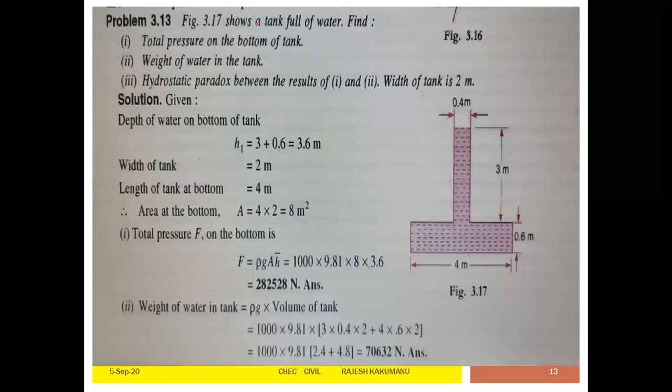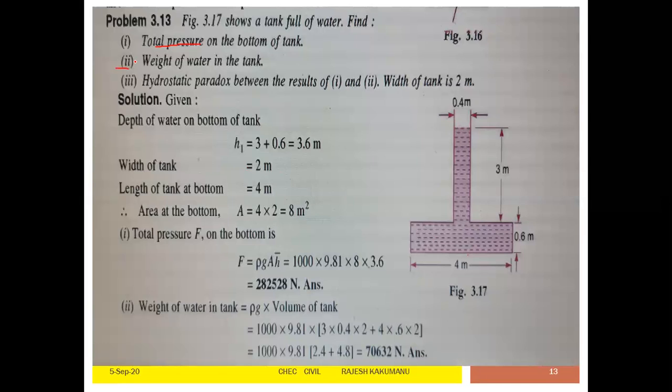Now take the first problem. The figure shows a tank full of water. Here you have a T-shaped tank full of water. Find the total pressure on the bottom of the tank.